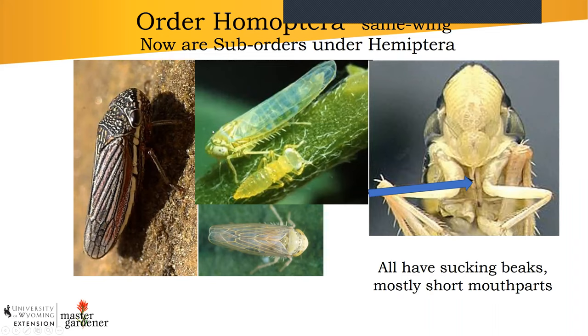Homoptera means same wing, and that their front wing and their hind wing were similar in size and shape. They have piercing sucking mouth parts too, and it's jointed where the head joins the thorax. So instead of being on the front of their head, like the Hemipterans, they had it back here, and it's generally short. I don't think there are any Homopterans that feed on either other insects or humans. They're all plant feeders.